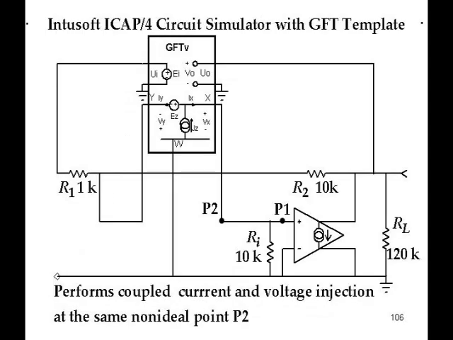Here's how you implement this in the Intersoft ICAP4 circuit simulator. This is a GFT template that does dual injection. Actually, it's called coupled injection. It injects both EZ and JZ. The program does up to 13 separate simulations to find out all these second and third level transfer functions. It does the post-processing calculations and gives you the second level and the first level results, Bode plots, magnitude and phase, does the whole thing, and it takes a matter of seconds.